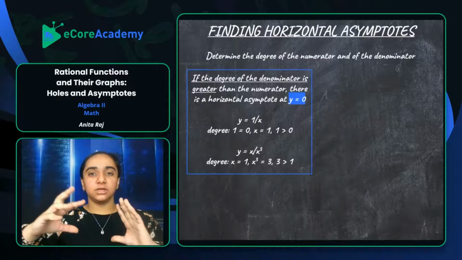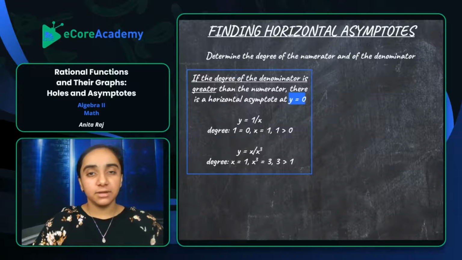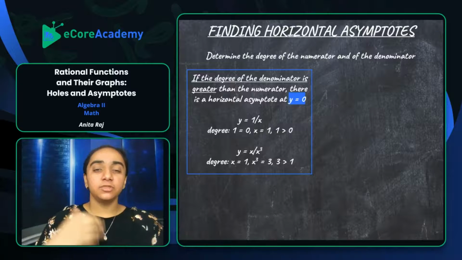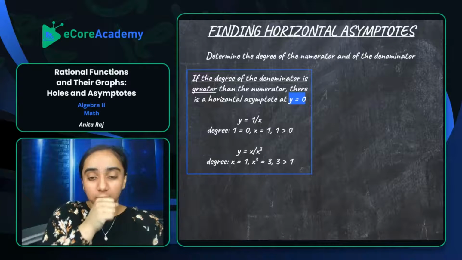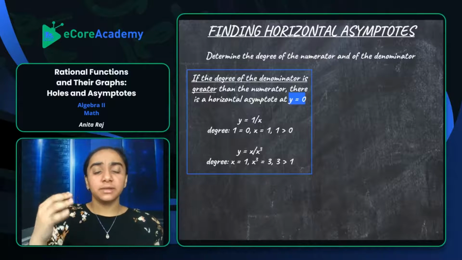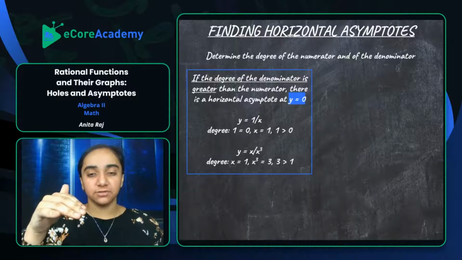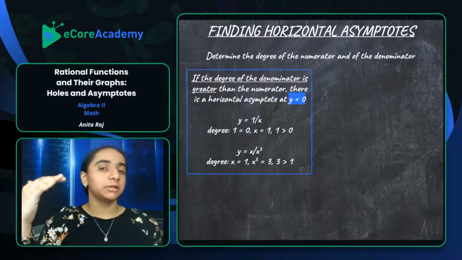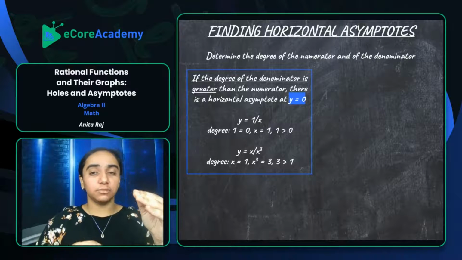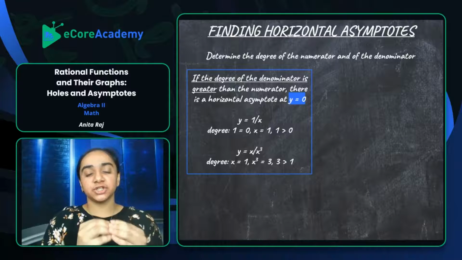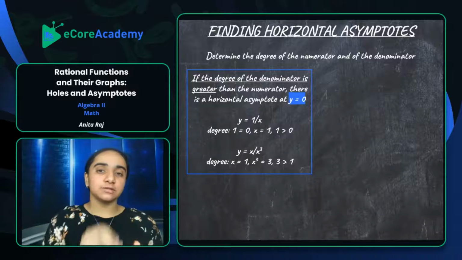If you determine the degrees of the numerator and denominator and you find that the degree of the denominator is greater than the degree of the numerator, then you automatically know there's a horizontal asymptote at y equals 0. Why does this make sense? Because if you increase x and plug in x values, the denominator is going to be larger than the numerator. If you divide a small number by a larger number, the fraction is going to get smaller and smaller, like we said in the previous slide, and it's going to get closer and closer to 0.